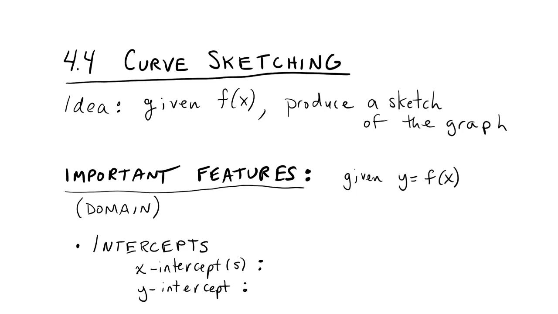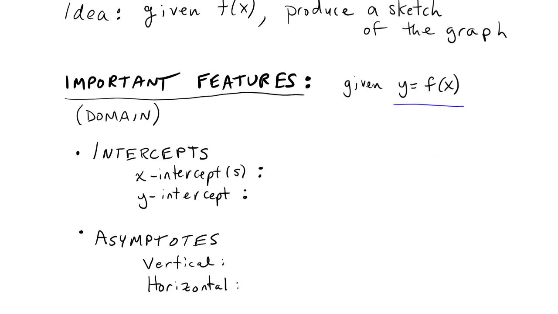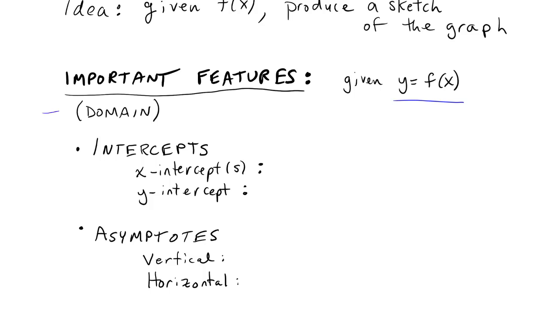Okay, so if we're given f of x or y equals f of x, then one of the first things we should probably consider is the domain. That tells us important things like where there might be places where the function's undefined, how far we're going towards plus infinity or minus infinity. So always a good thing to note.